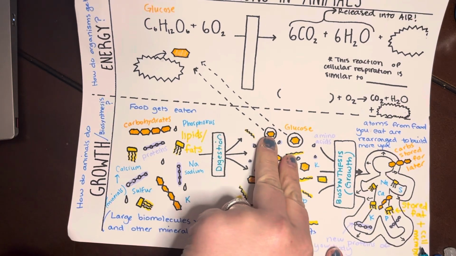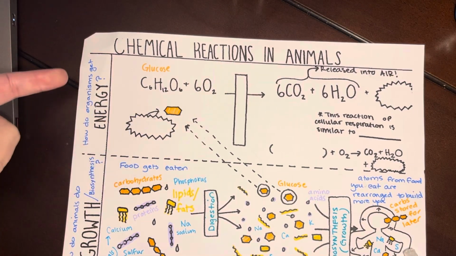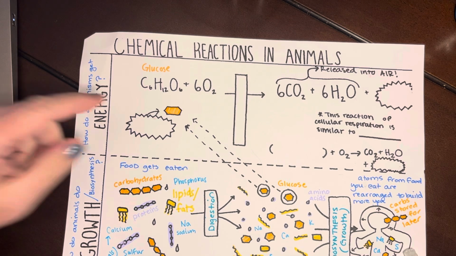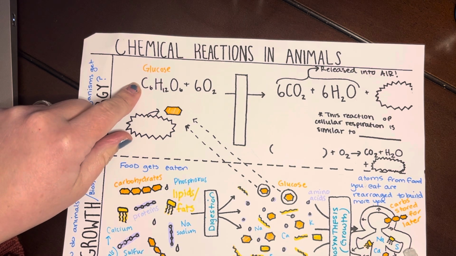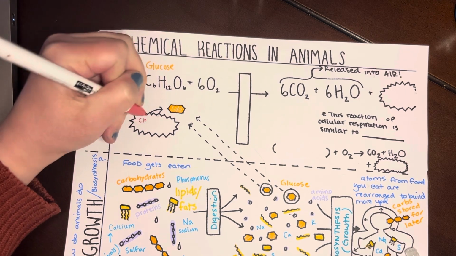So let's follow these glucoses, take them up top, and see how your body is getting energy from the food you eat, right? So we have glucose here. The form of energy that is in glucose is the chemical energy.